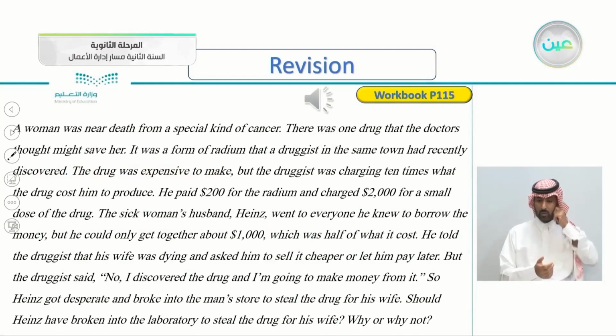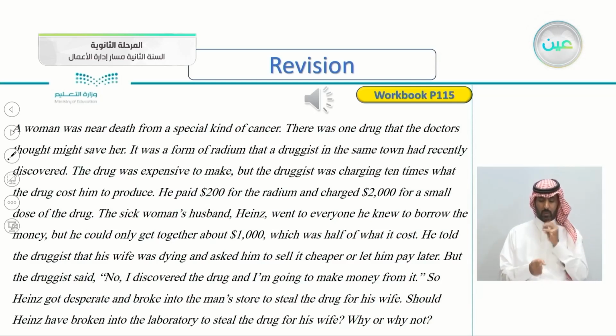A woman was near death from a special kind of cancer. There was one drug that the doctors thought might save her. It was a form of radium that a druggist in the same town had recently discovered. The drug was expensive to make, but the druggist was charging 10 times what the drug cost him to produce. He paid $200 for the radium and charged $2,000 for a small dose of the drug. The sick woman's husband, Heinz, went to everyone he knew to borrow the money, but he could only get together about $1,000, which was half of what it cost.